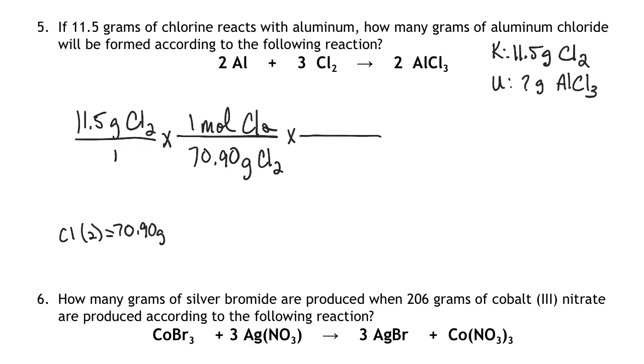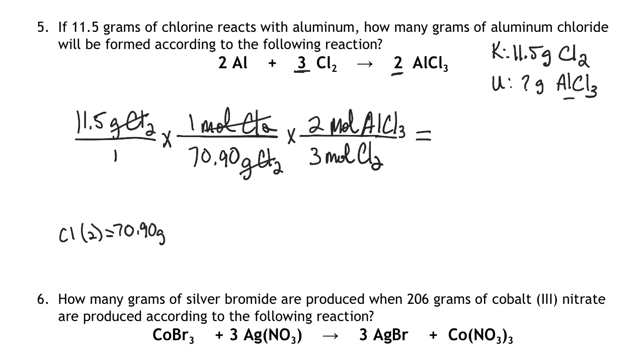If I have 1 mole of Cl2 on the top, I'm going to need to have moles of Cl2 on the bottom. I see that in my reaction I've got 3. So 3 moles Cl2, and I need to find out aluminum chloride, and that's right here, and I've got 2 moles of that. So we're just looking for a ratio of how many moles per the other.